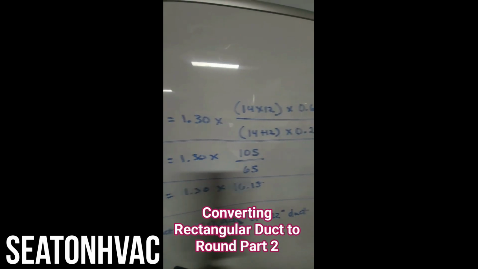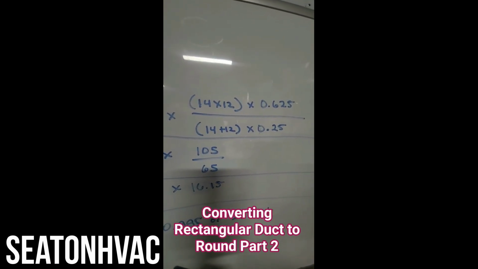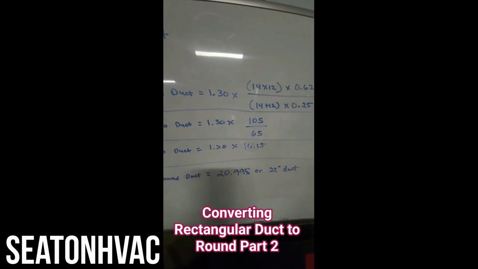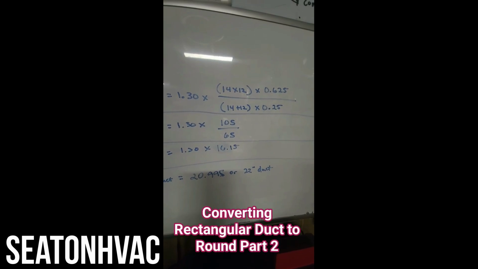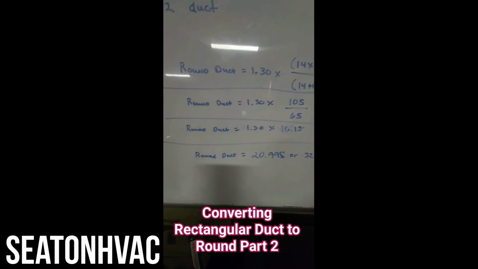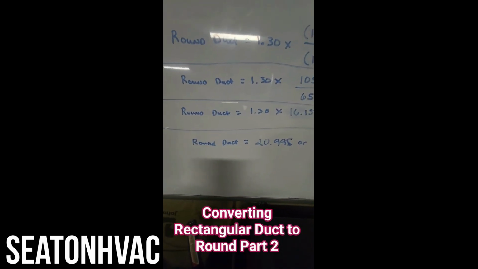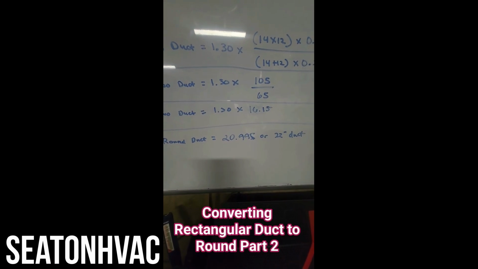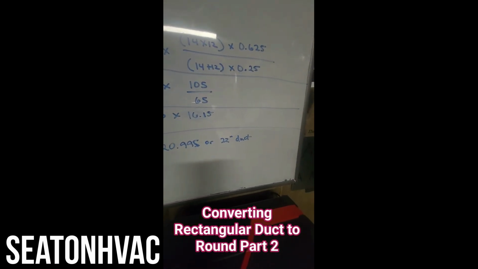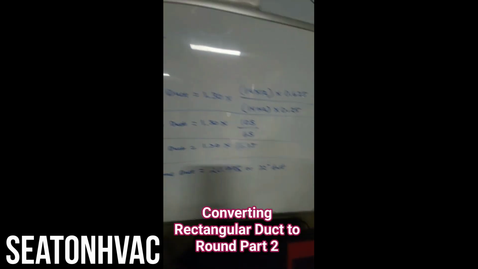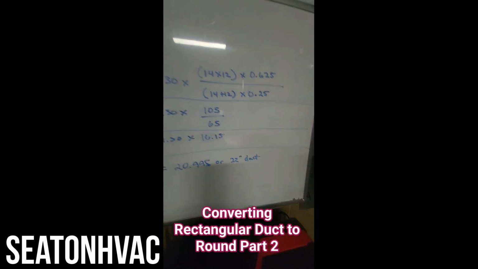So 1.30 times 105 over 65. And that converts to 130 times 16.15. If you multiply the 130 times 16.15, that gives you 20.995. They don't make 21-inch duct, so it would be a 22-inch round duct. So 14 by 12 converts to 22-inch duct.